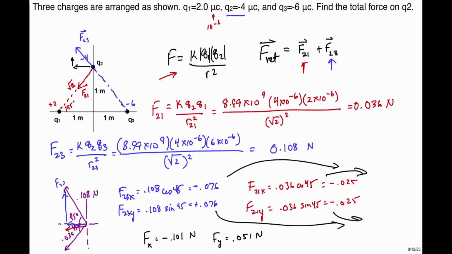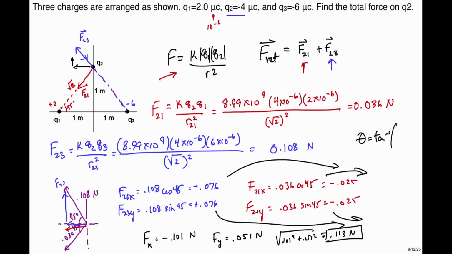Pythagorean theorem, right? Square root of 0.101 squared plus 0.051 squared got me 0.113 newtons. There's the magnitude. And if I need to find the angle, does anybody remember the horrible inverse tangent? I have no tricks. I have no stupid touching, not touching to help you with tangent. Tangent's just broken. It's dumb. Okay, so you just have to draw the picture and deal with it.